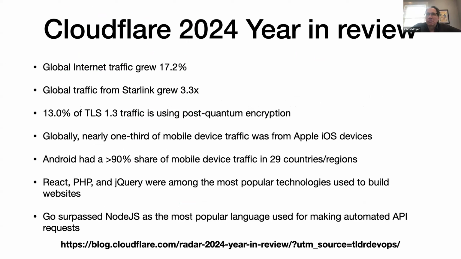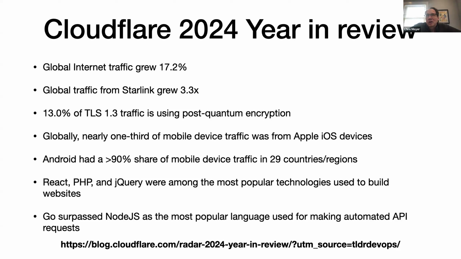Cloudflare is the internet security company. They help people not get DDoSed, but they do a year in review based on all the traffic they've been monitoring. This is just a tiny fraction of all the stats they gathered. It's really interesting stuff. There's a link to the blog post on the bottom of the screen. Internet traffic grew 17%.